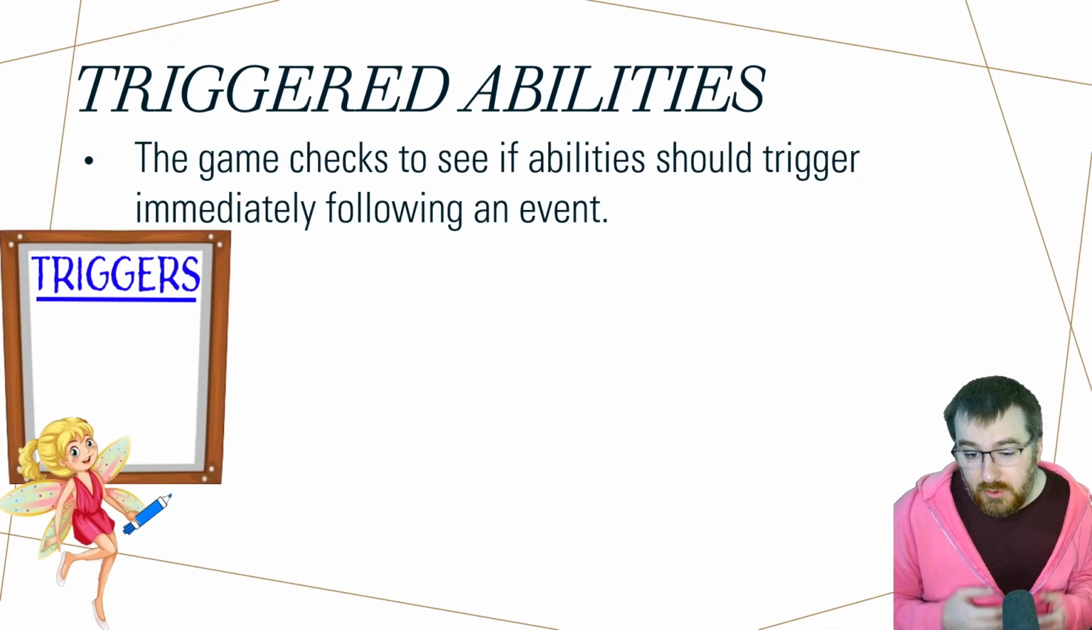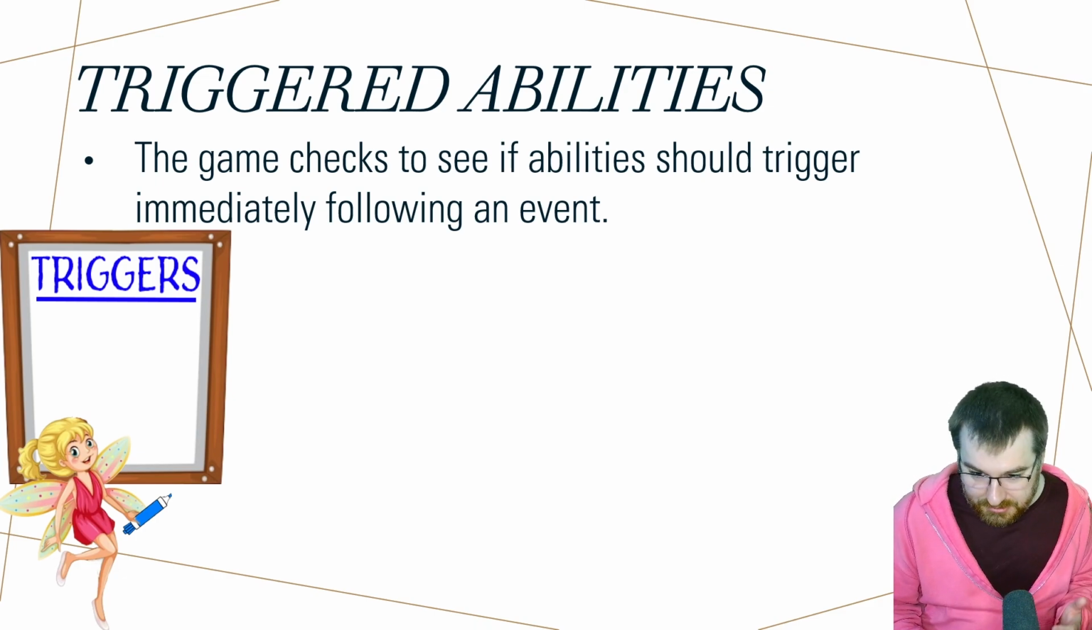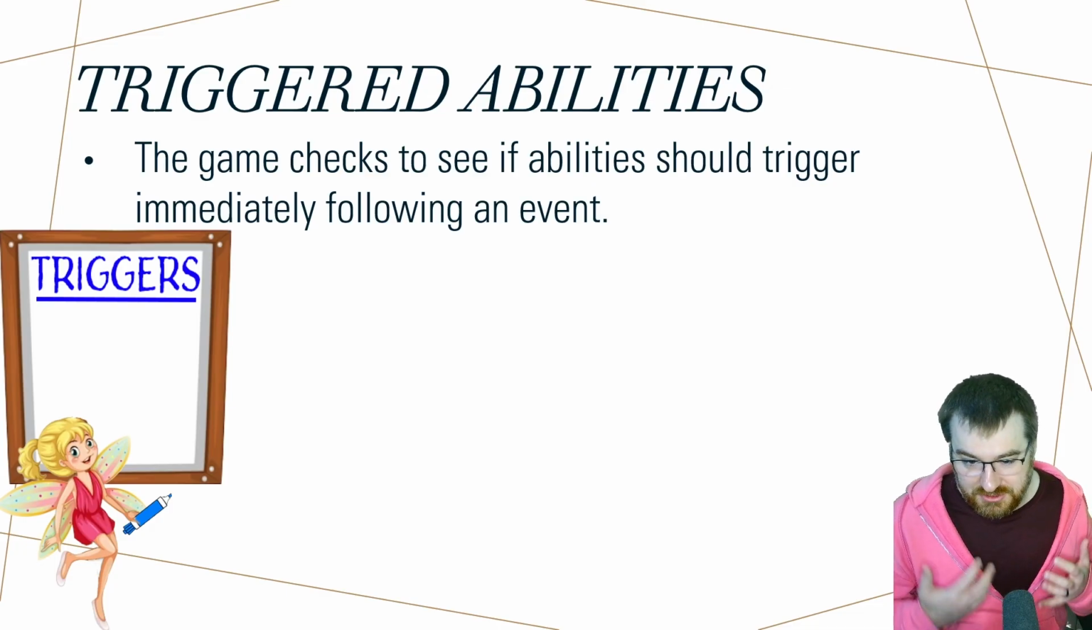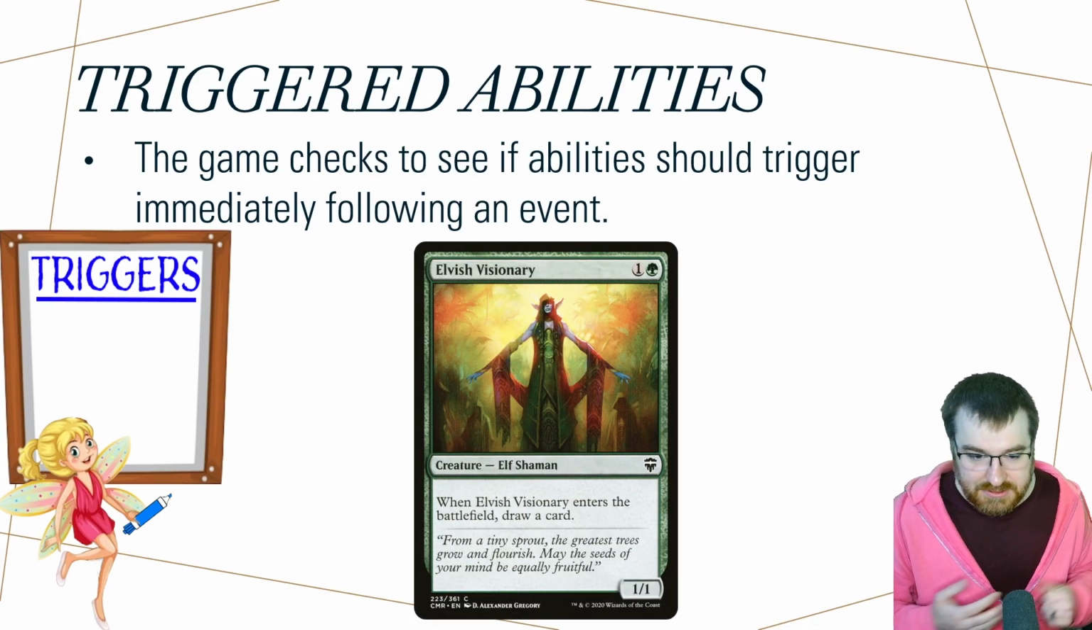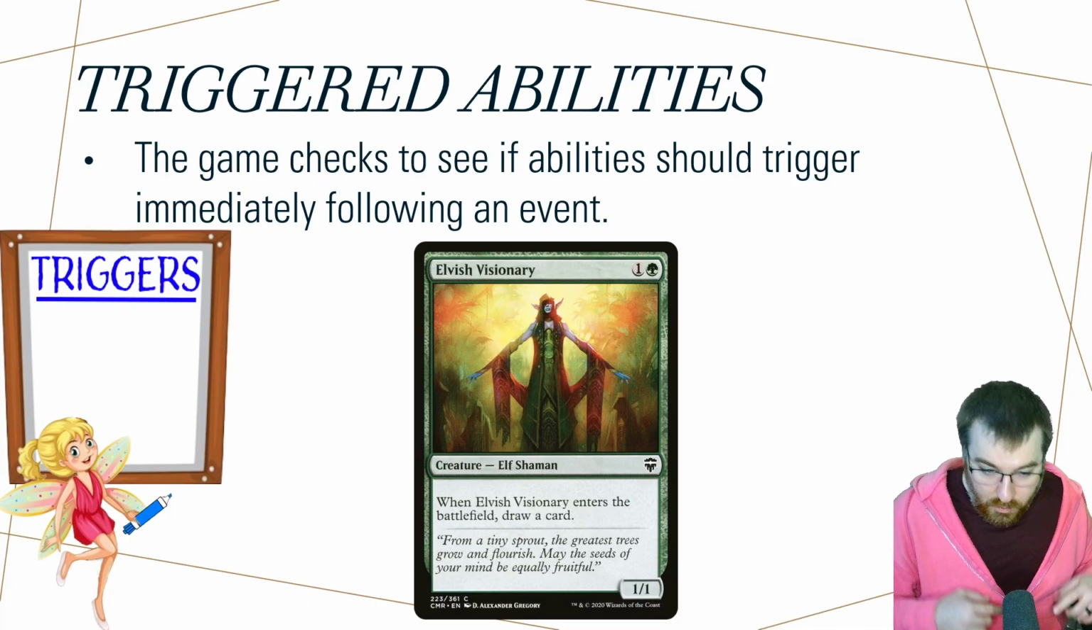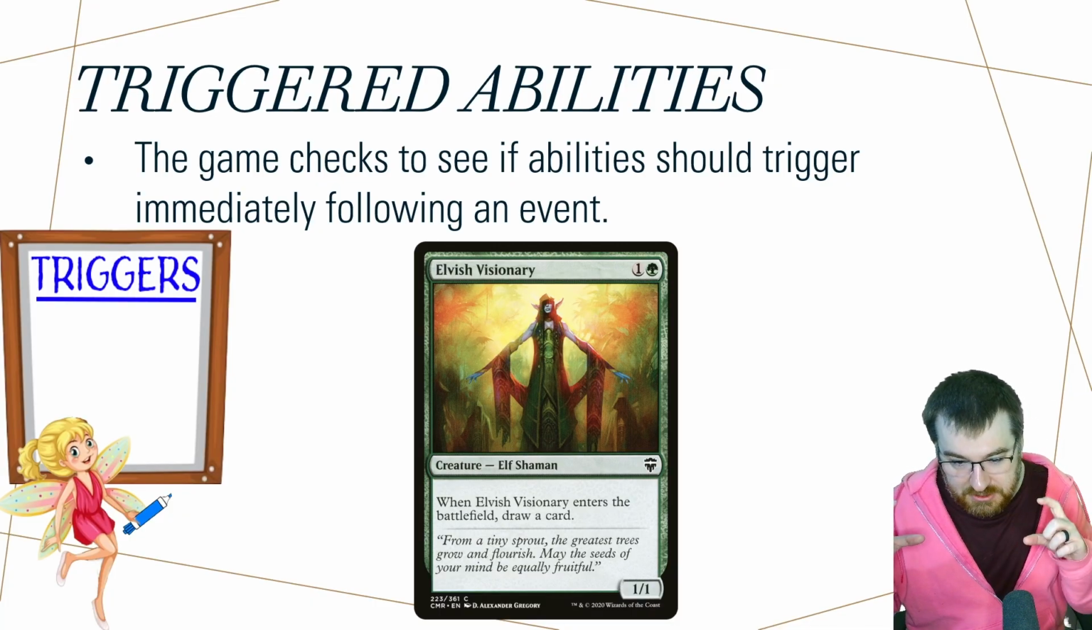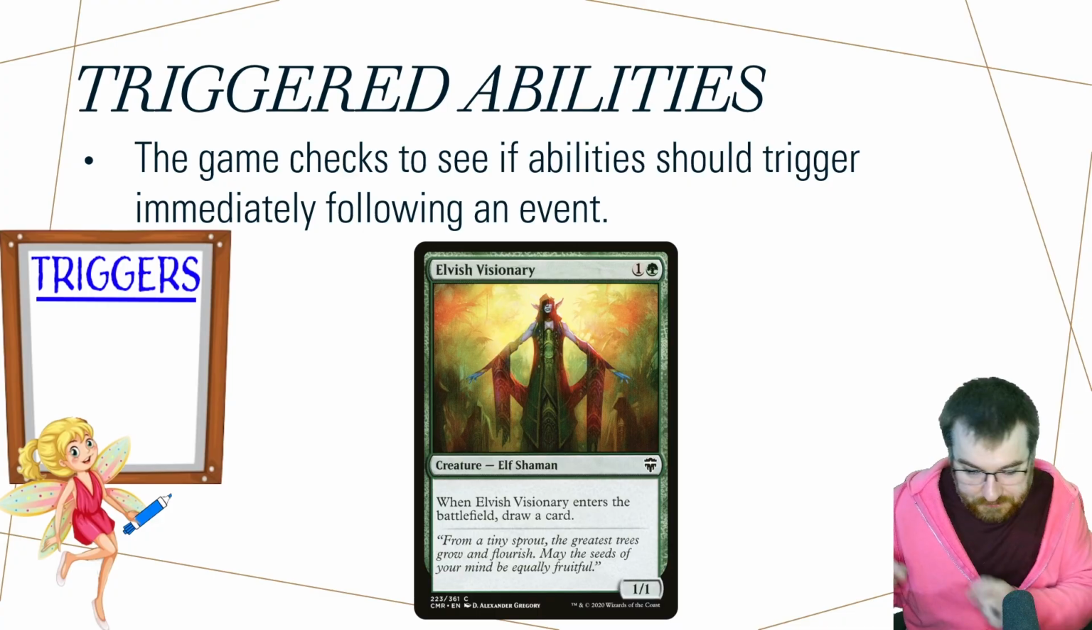Now, to see what abilities should trigger, the triggered ability fairy checks the game state immediately after an event occurs. A really clear example of this is with enters triggered abilities. So take Elvish Visionary here, for example. It's a creature with a trigger: when Elvish Visionary enters the battlefield, draw a card.